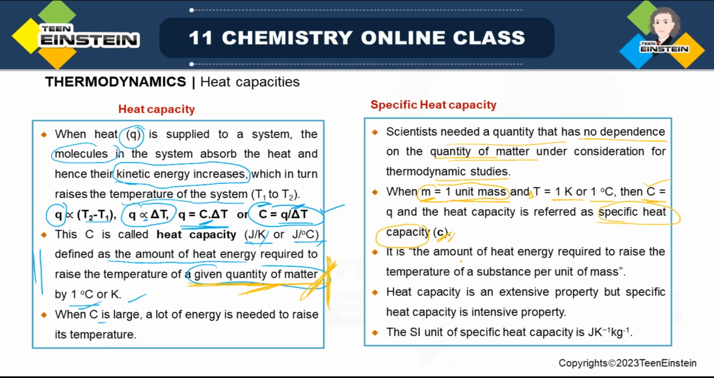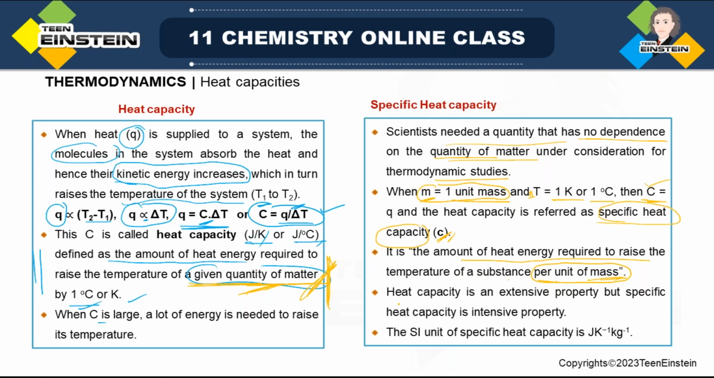How will the definition change? It is the amount of heat energy required to raise the temperature of a substance per unit mass. So now when you take two different substances and compare specific heat capacity, it is not only that in both cases you are raising the temperature by 1 Kelvin or 1 degree centigrade, but also the mass involved is fixed. So for both substances it is 1 gram mass, 1 gram mass. So there is no matter. So that is why it is specific heat capacity.